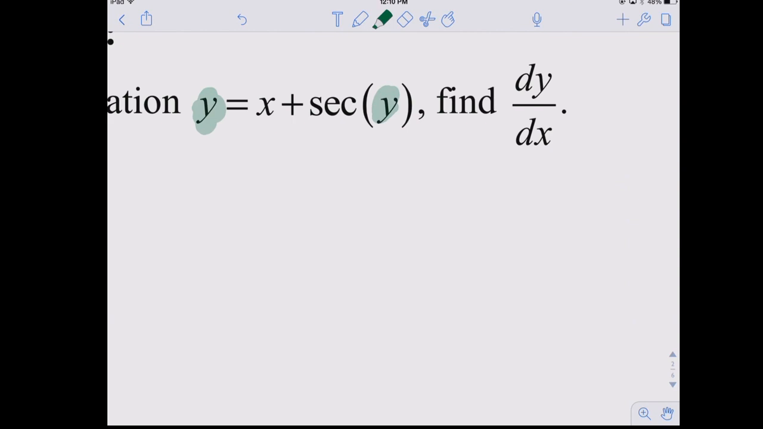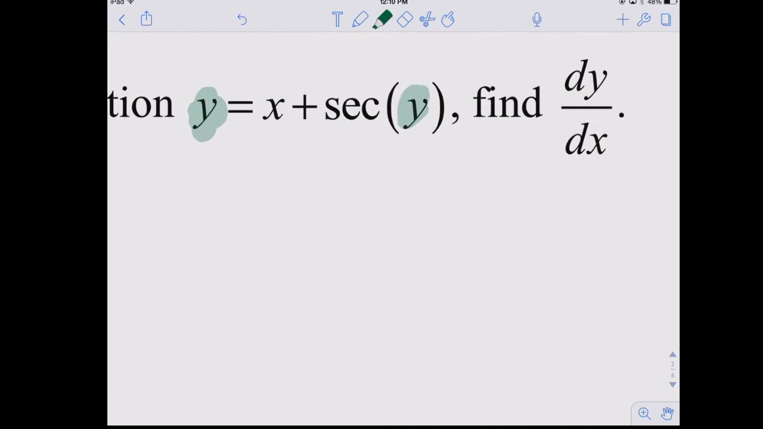The first thing you want to ask yourself, though, before you just jump into implicit is, can we solve this for y? Because if we do a little bit of work on the front end, it's going to save a lot of work and possible grief and careless mistakes on the back end. Maybe is always a good answer, I guess.